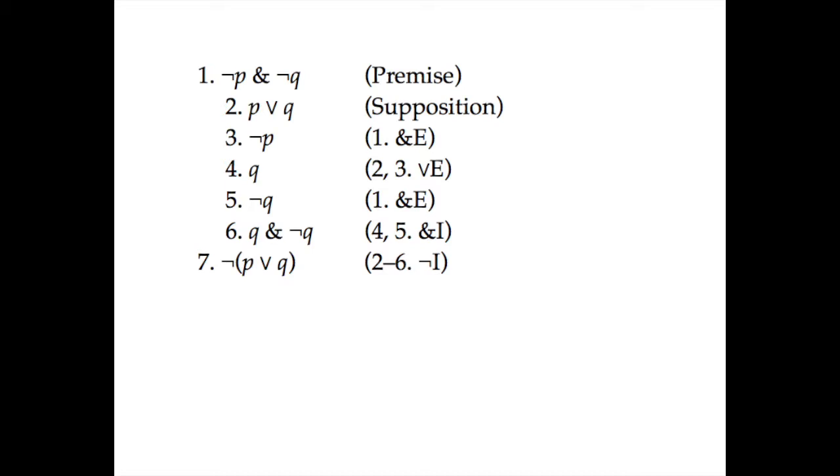And line 4 and line 5 contradict each other. So line 6 says Q and not Q. That comes from line 4 and line 5 by and introduction. And it's a contradiction. So my supposition must be false. So line 7 says not parentheses P or Q. And that comes from line 2 through line 6 using my not introduction rule.